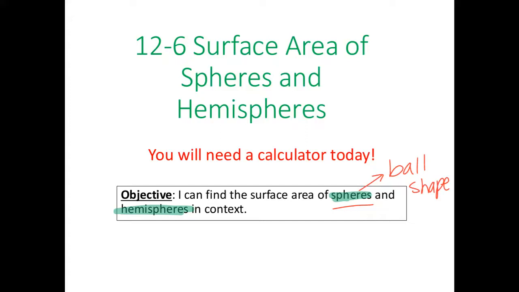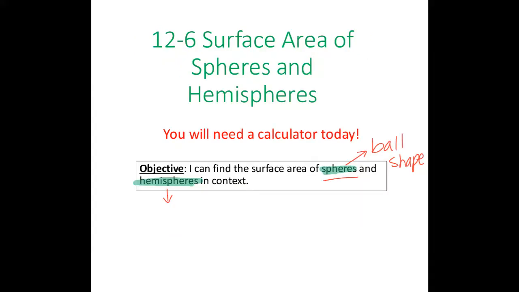And then a hemisphere, what do you guys think a hemisphere is? It would be like half of a ball, right? Kind of. It's like if I were to take an orange and cut an orange in half, each half would be a hemisphere, okay? So this hemisphere would be like half a sphere, basically, is what it means.